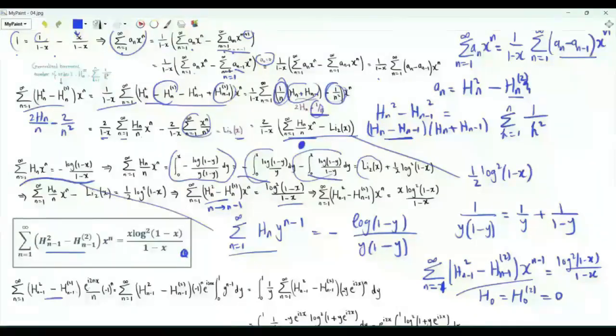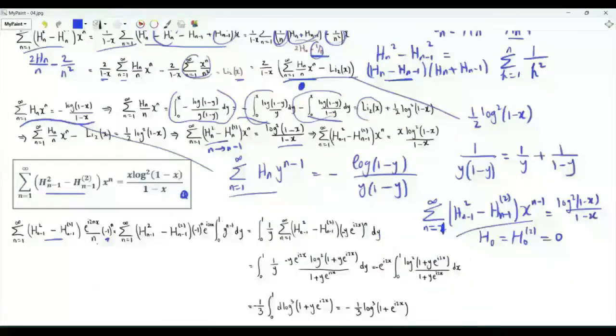Consider the same difference, but multiplied by e to the i n x over n times minus 1 to the n. We can write 1 over n as the integral over y from 0 to 1 of y to the n minus 1. Interchange the order of summation and integration. y to the n minus 1 is y to the n divided by y. This bracket is multiplied by minus y e to the power ix, all raised to the power n. We can obtain this sum from here by replacing x by minus y e to the ix.